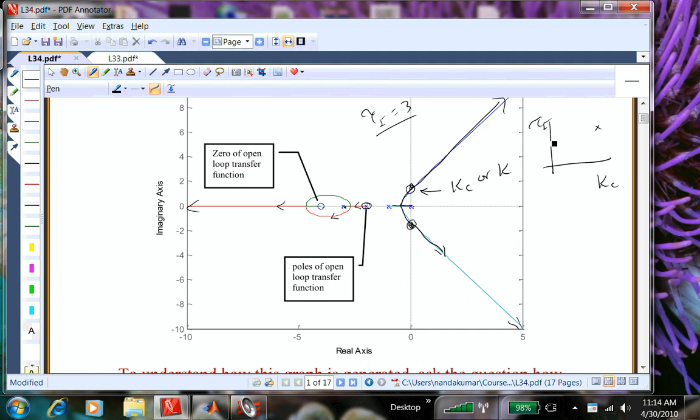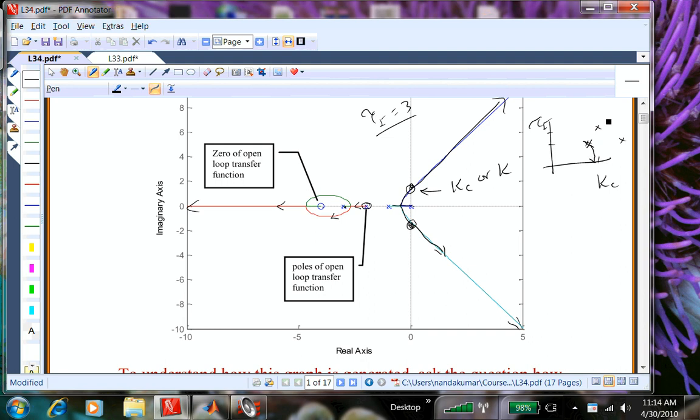If I have changed tau I from 3 to 2, for example, it could be here or it could be there. That depends on the problem, very specifically. So, if it is on the left-hand side, what does this mean? It means that by adding integral action, are you destabilizing the system or stabilizing the system? You are destabilizing the system because now you can have only a lower value of Kc.